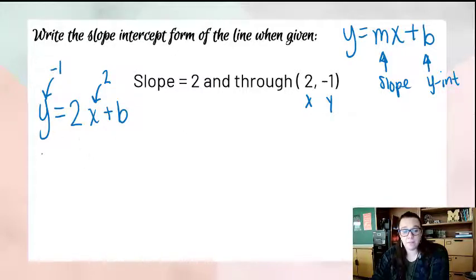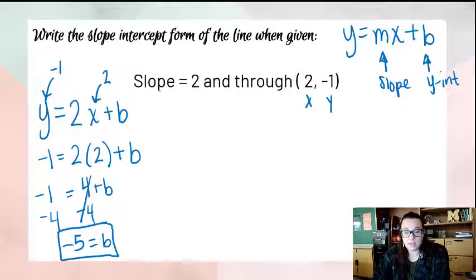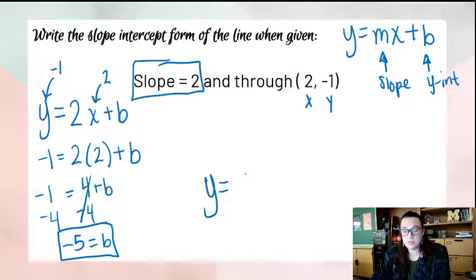Let me do that. So I've got -1 equals 2 times 2 plus b. Now I can solve for b, since it's the only thing left. 2 times 2 is 4, and then I can subtract off the 4. So I've got -5 equals b. Now I have b and m, and I can write my equation for the line. y equals 2x minus 5. Final answer.